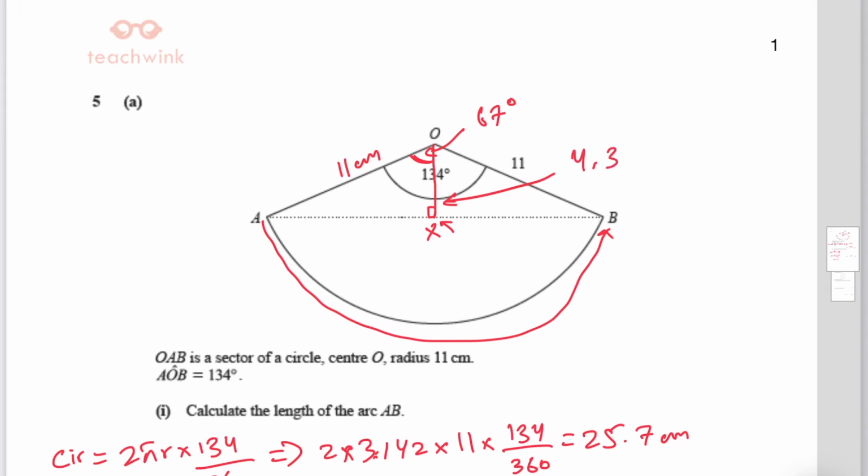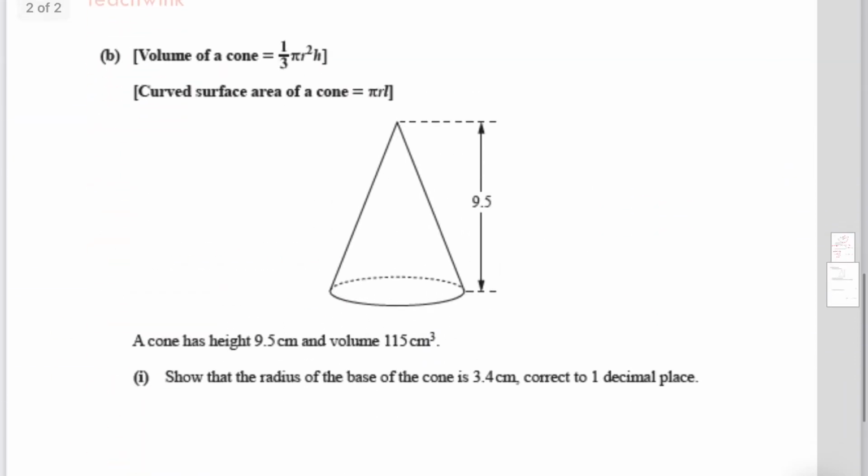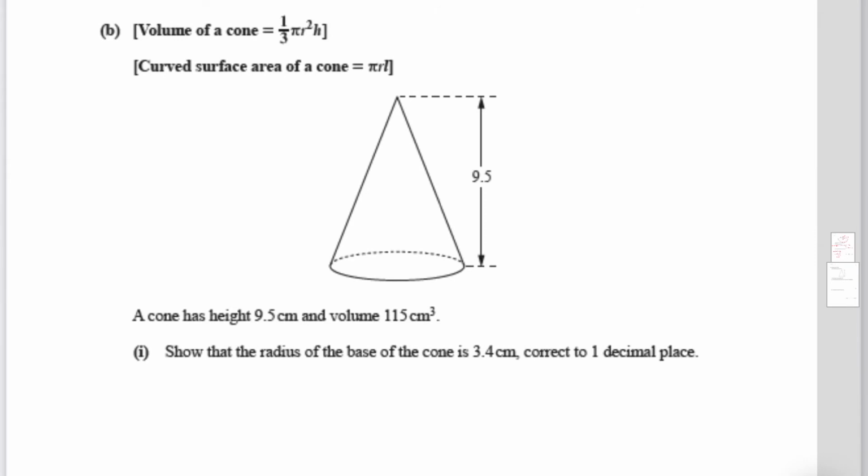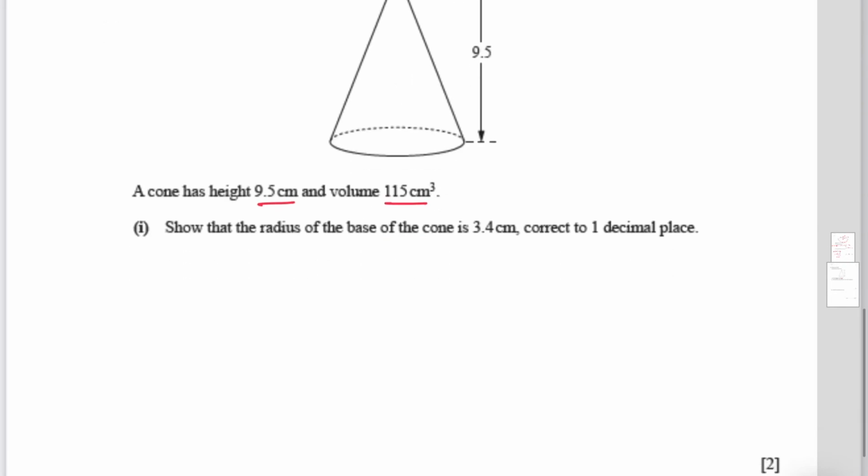Okay, let's move on. The next part of the question says, a cone has height 9.5 centimeters and volume 115 centimeters cube. Show that the radius of the base of the cone is 3.4 centimeters correct to 1 decimal place. In order to find this, we have been given the volume and the height of the cone. So we'll use the formula of the volume. Volume is equal to 1/3 times pi r square h. That's the volume of a cone.